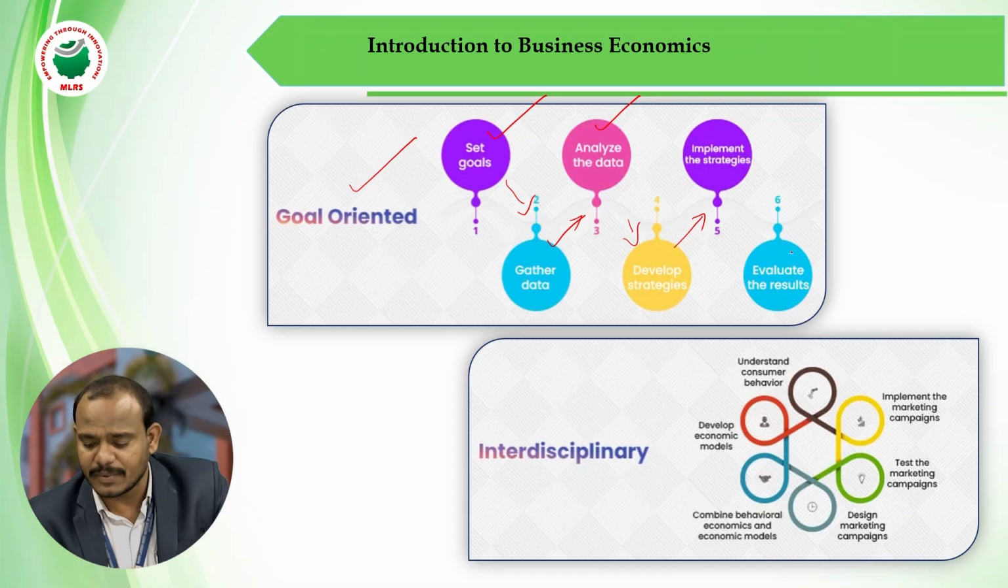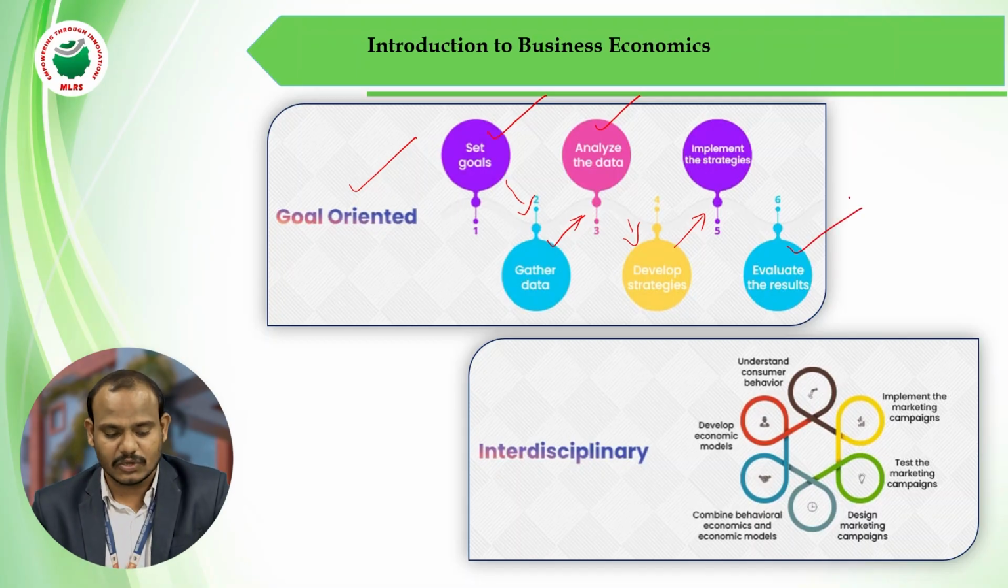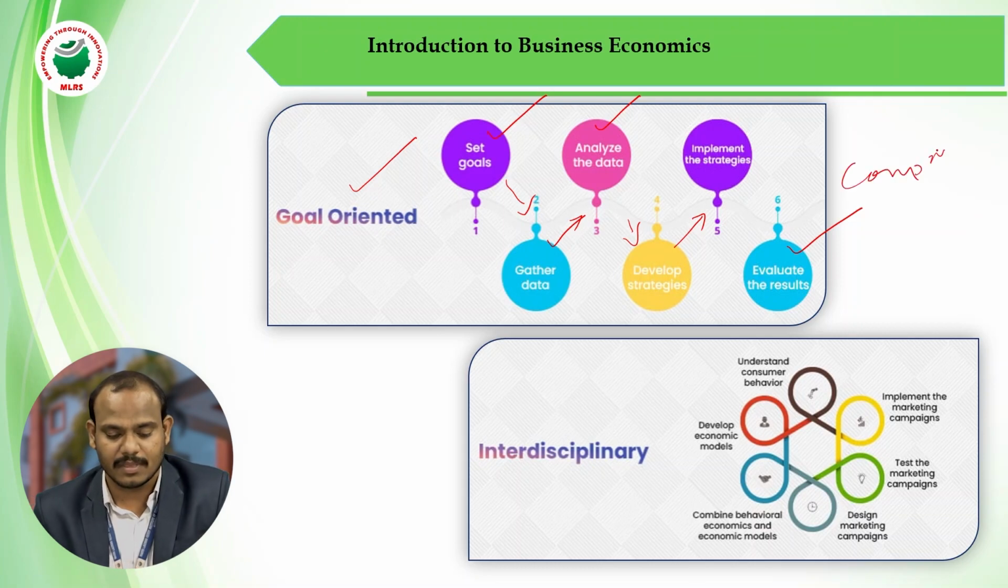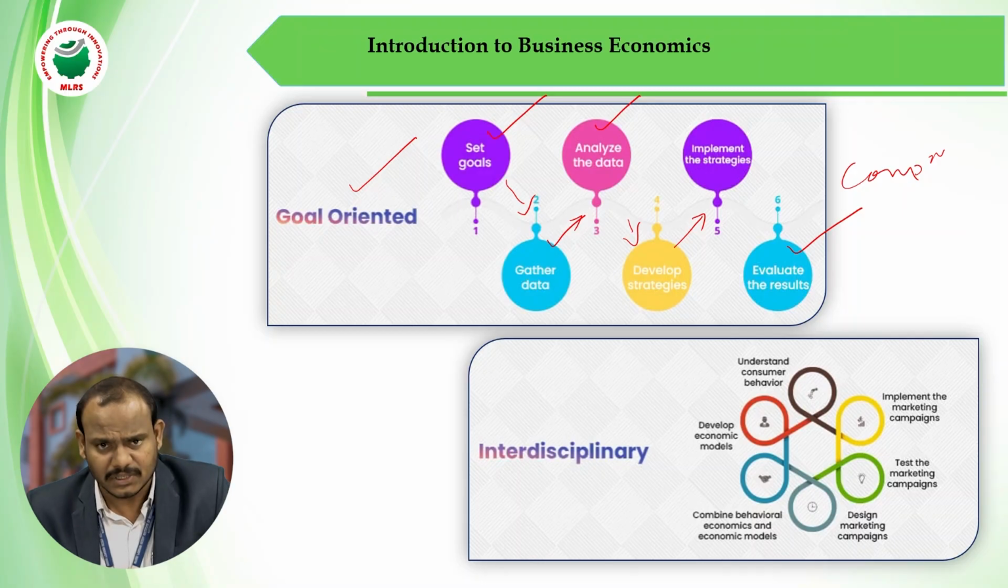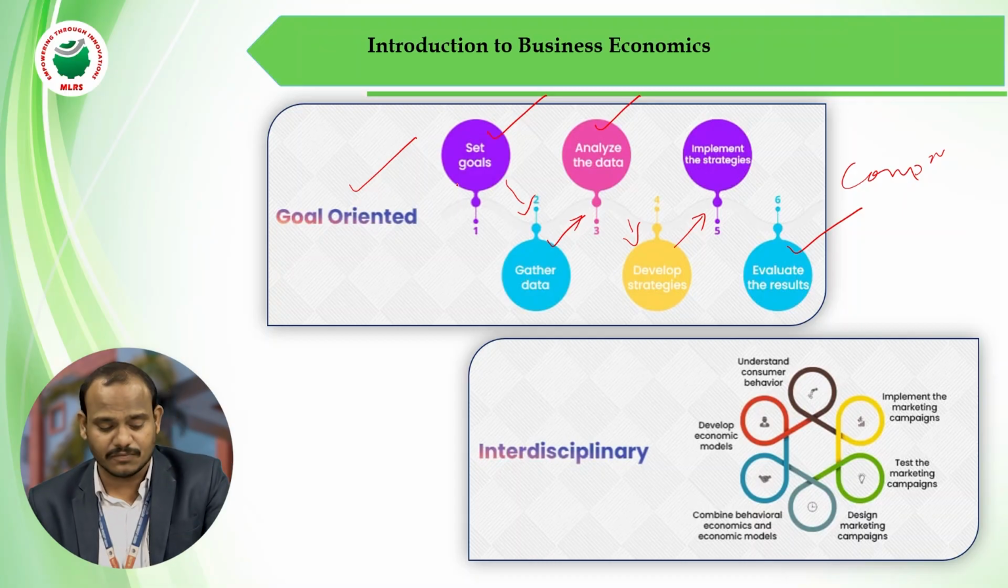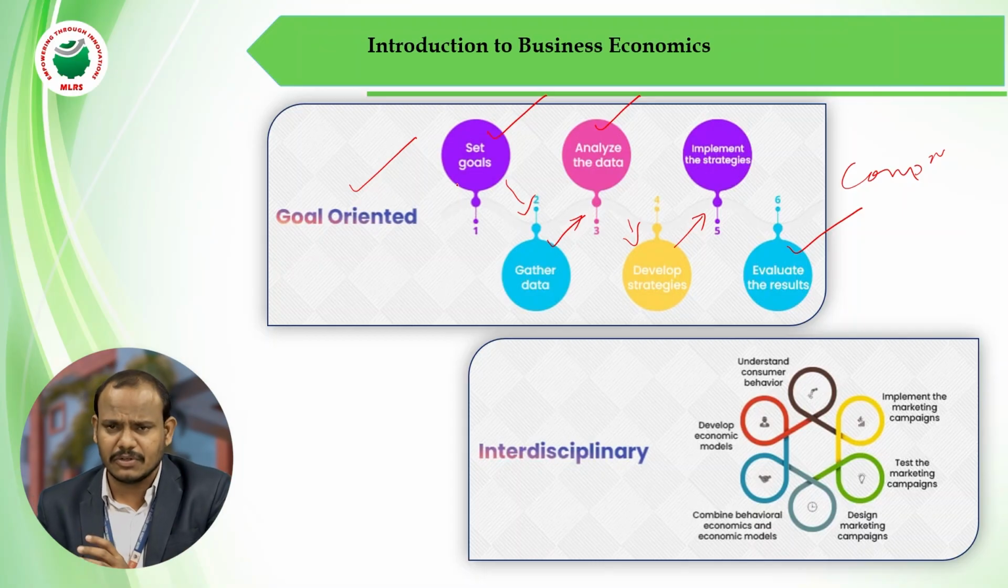Finally, the last step in the goal oriented process is evaluate the results. Here we compare with our original goals. Since we fixed the goals, did the strategy work or not? What can we improve next time? Evaluation ensures continuous learning and better performance in future campaigns.